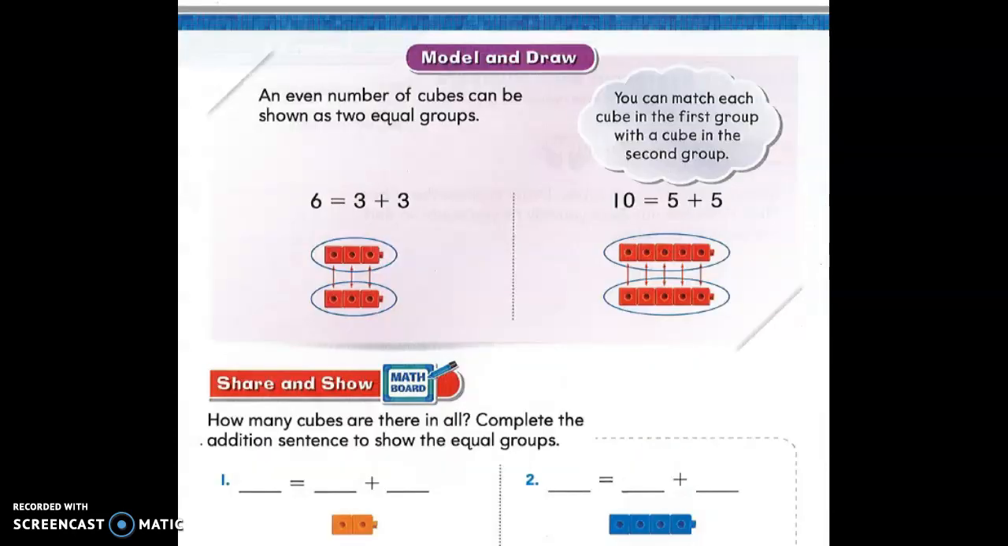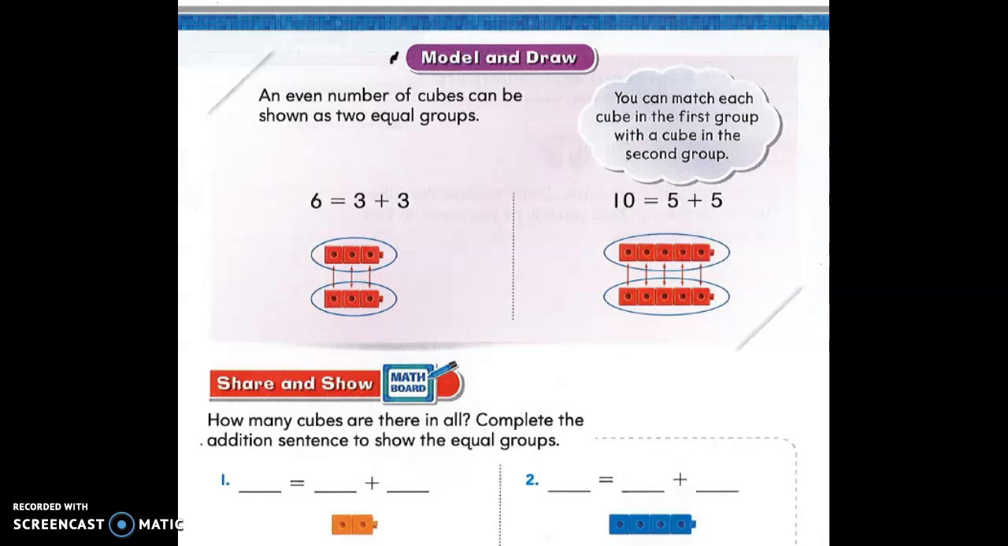All right, so we're on page 20 now, the next page. We're looking at this one, and up at the top at the model and draw. The model and draw up here. It says an even number of cubes can be shown as 2 equal groups. These are doubles. So an even number of cubes can be shown as two equal groups.